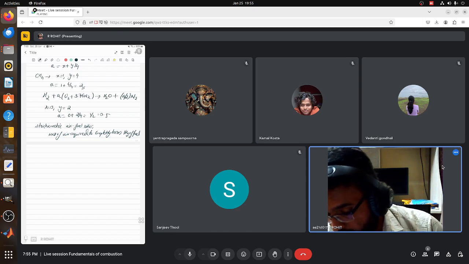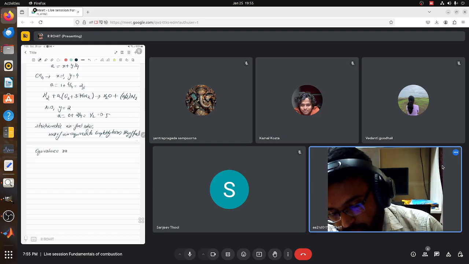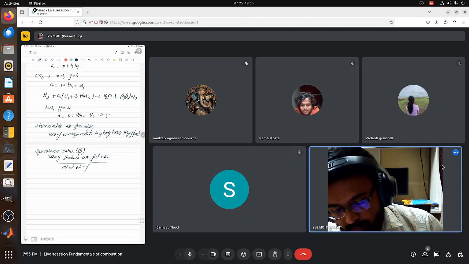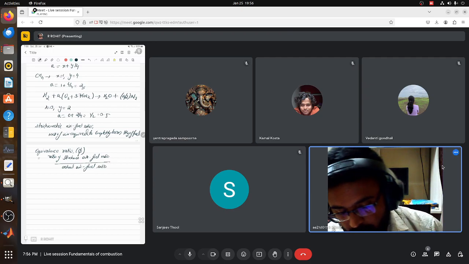The other important term that you need to remember is equivalence ratio. Equivalence ratio is represented by phi. It is defined as the ratio of stoichiometric air fuel ratio to actual air fuel ratio. So this is the ratio of stoichiometric air fuel ratio to the actual air fuel ratio.